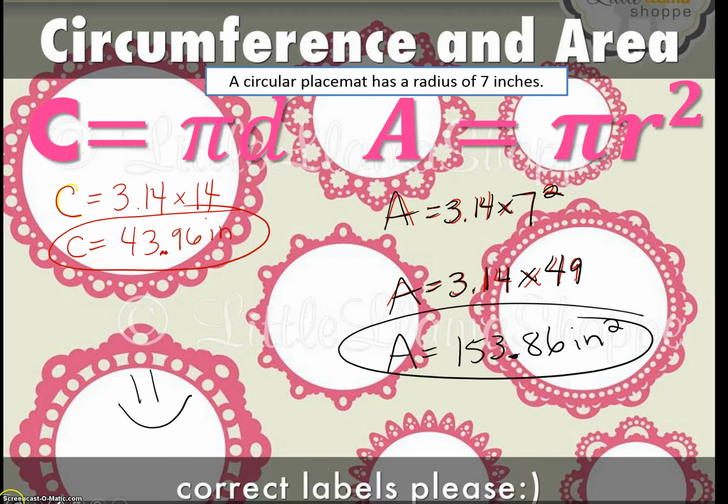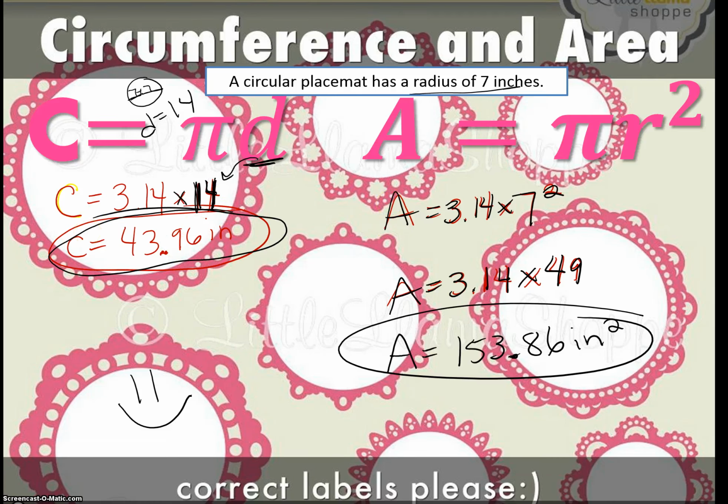Thank you. Okay, so when you find your circumference, you need to first calculate the diameter. The radius is 7 inches, so if you were to draw a circle, radius is only halfway across. So if that's 7, the other half is going to be 7, so you have to add them together, or you can multiply by 2. 7 plus 7 is 14, or 7 times 2 is also 14. So my diameter, I had to figure that out first, is 14 inches. So I take 3.14 times 14, and I get a circumference of 43.96 inches.